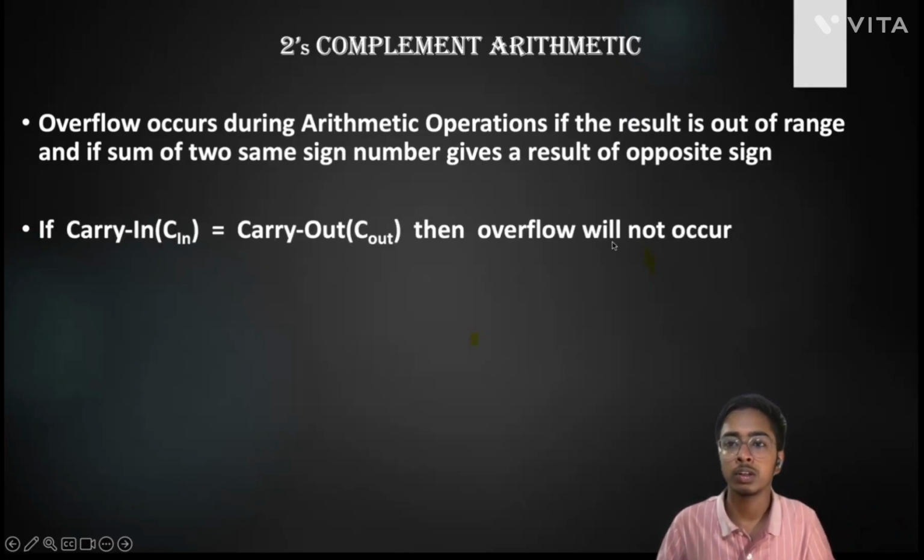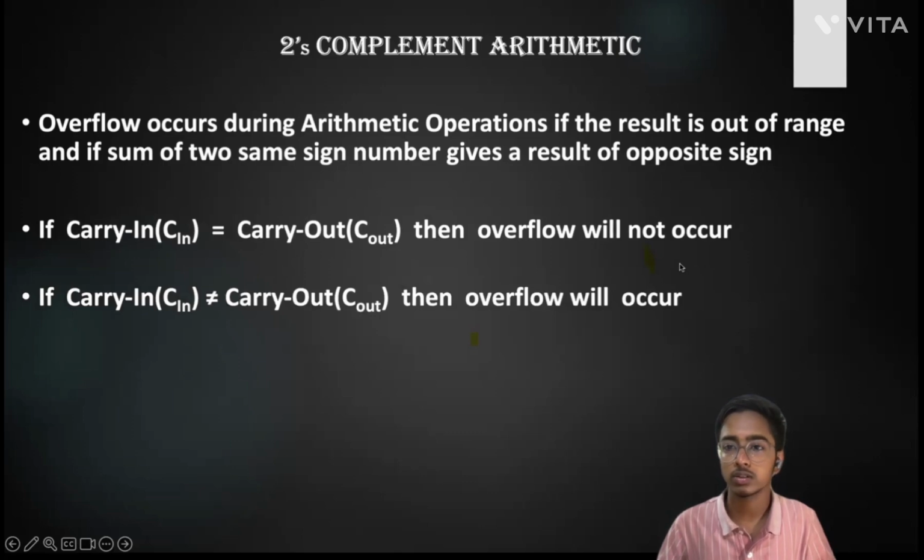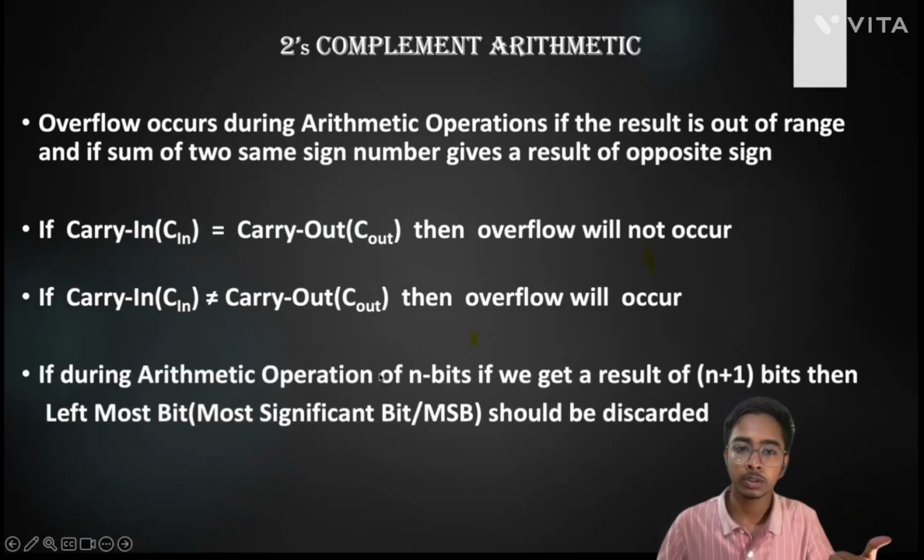And how to determine whether an overflow occurs or not? You can use two methods. 2's complement has an unfair advantage compared to 1's complement and sign magnitude form. We can just check whether carry in Cn is equal to carry out, then overflow will not occur. If carry in is not equal to carry out, then overflow will occur. This feature is not available in the other two forms that we have discussed. If during the arithmetic operation of n bits we get a result of n plus 1 bits, then the leftmost bit, the most significant bit, must be discarded. This is the rule. All right.